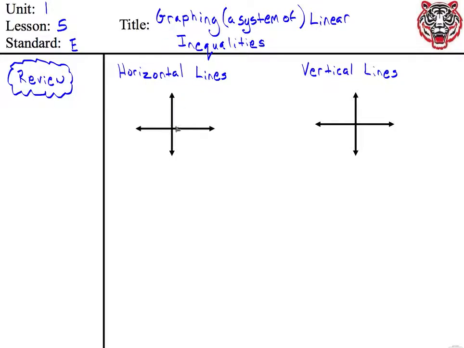Right. Okay. Horizontal lines. How do I make a horizontal line? It's going to be y or x equals a number. Let's say the number is going to be 2. Is it y or x equals 2 for a horizontal line? X or y? It's y. It is a y. If y equals 2, you count up 2, 1, 2, and you make a line.